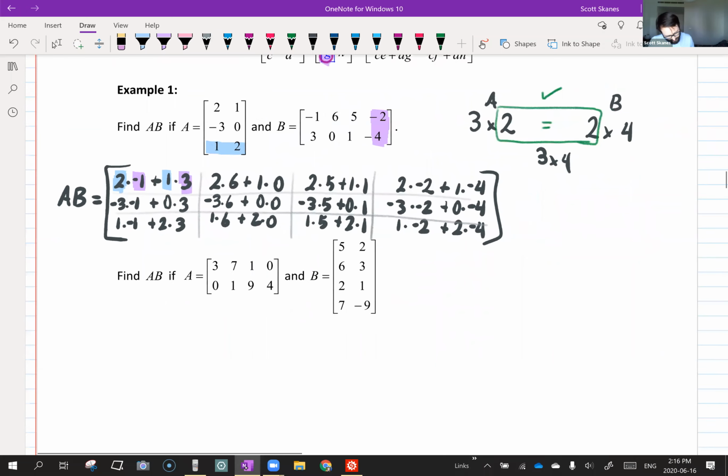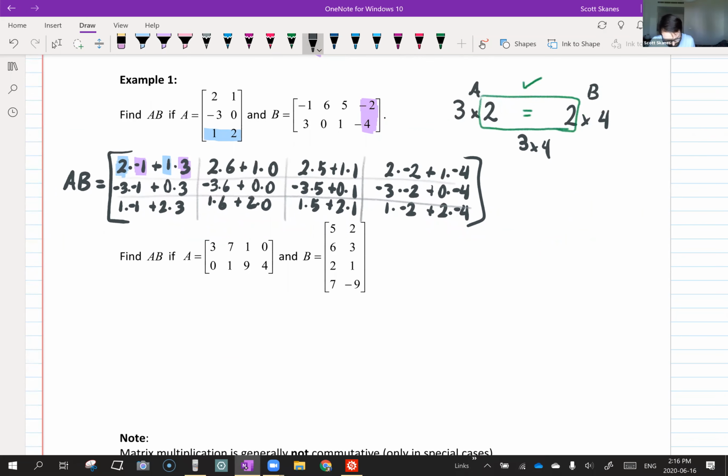So I'll write out my final answer here. It should be pretty quick. I'm just going to do some quick calculations. This is -2 plus 3, which is 1. 12 plus 0, so 12. 10 plus 1, 11. -4 minus 4, -8.